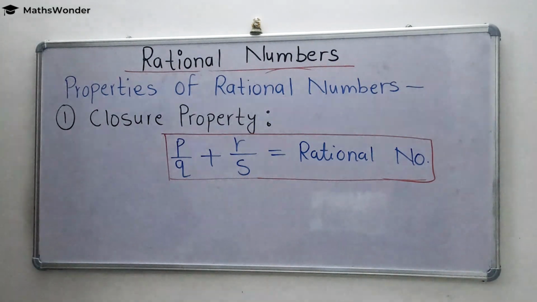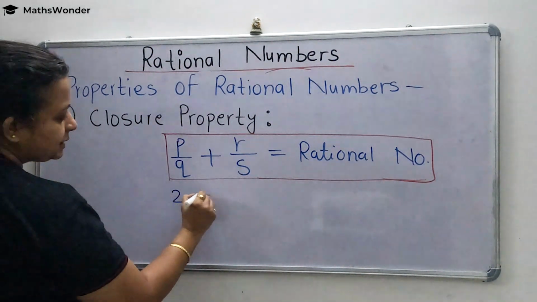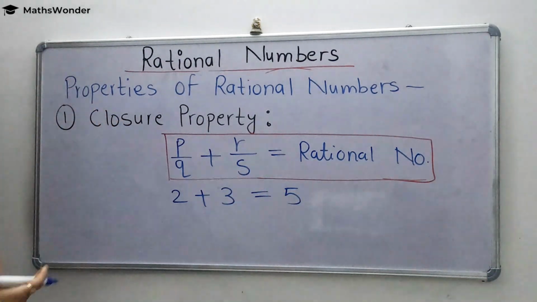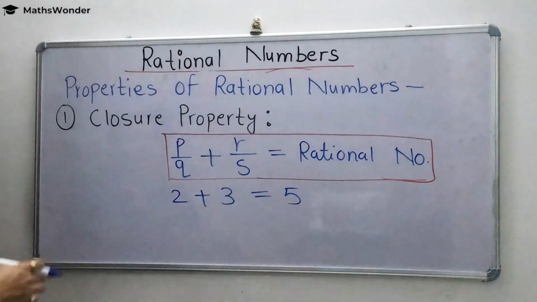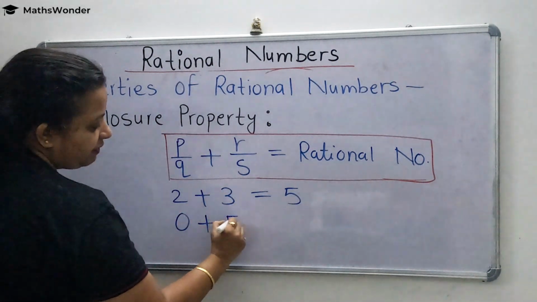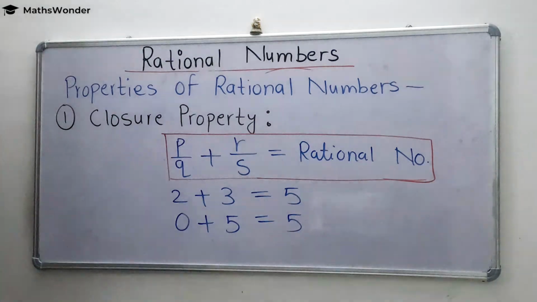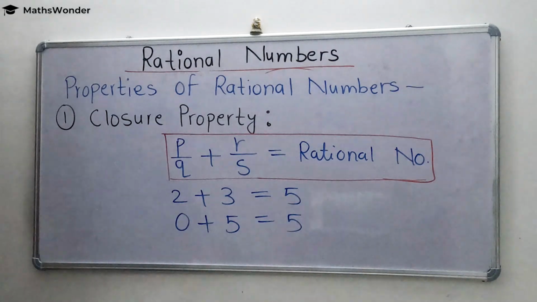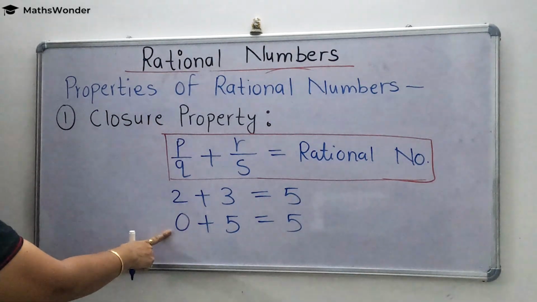The property is this. The same property if you do in natural numbers, suppose 2 plus 3, if you add two natural numbers, you will get a natural number only. If you do the same thing in whole numbers, 0 plus 5 is 5. This is again the closure property of whole numbers. This is the closure property of natural numbers. This is the closure property of whole numbers.